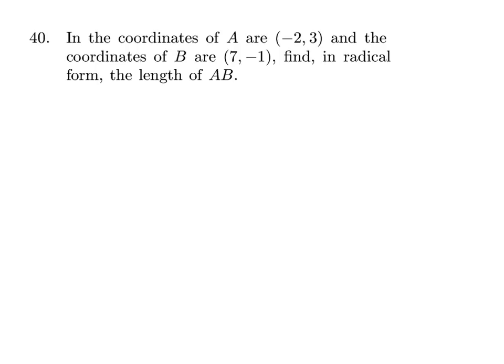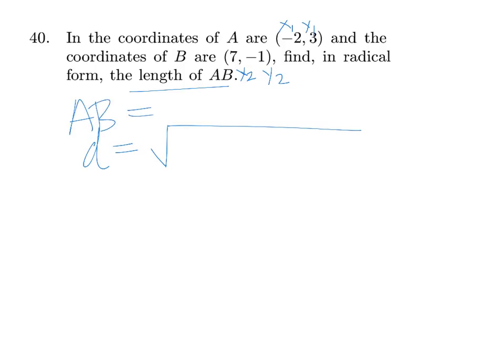All right, the coordinates of A are negative 2, 3, and the coordinates of B are 7, negative 1. Find in radical form the length of AB. All right, length means I'm using the distance formula once again. So that's my x1, y1, x2, y2. All right, so distance formula once again. You could call it AB if you like, same deal. Okay, so I have x1, which is negative 2, minus x2, which is 7 squared, plus y1, which is 3, minus y2, which is negative 1 squared.